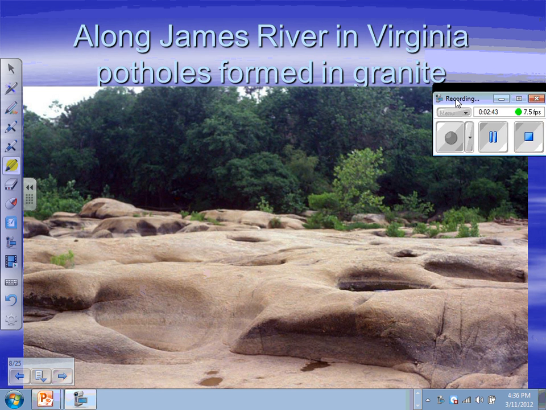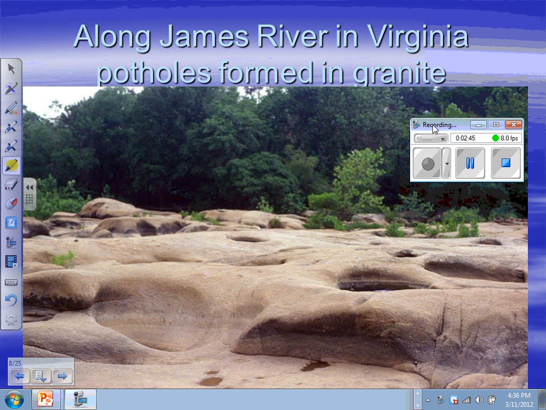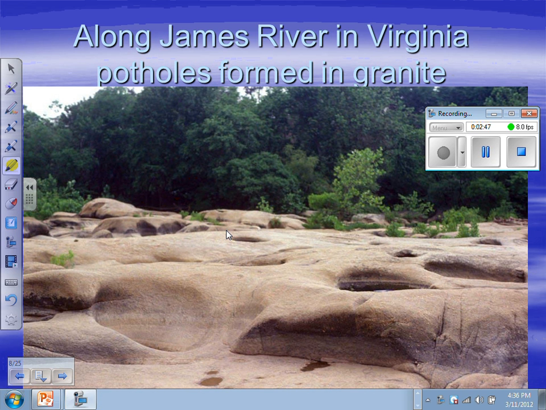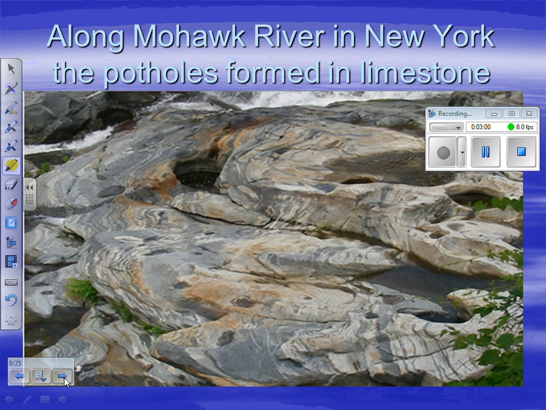Along the James River in Virginia, potholes formed in granite. The river no longer flows through there except for extreme cases of rain, but it has carved these potholes in the past. Along the Mohawk River in New York, potholes formed in limestone. And these areas here are what we're talking about, the potholes.